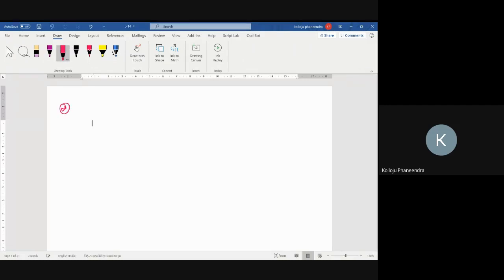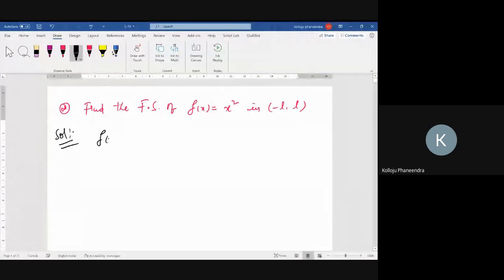Next problem. Find the Fourier series of f of x equal to x square in the interval minus L to L. Now, f of x equal to x square is an even function in the arbitrary interval minus L to L.